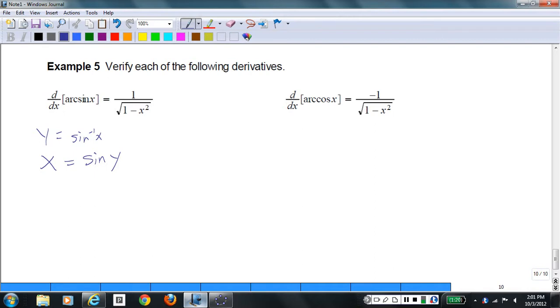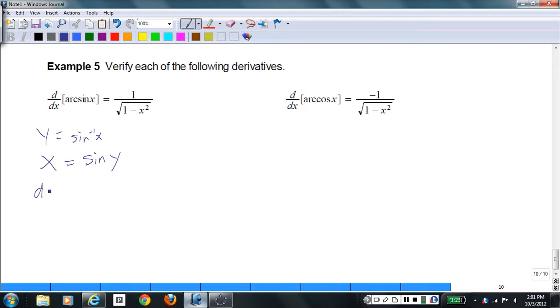So what I want to do is find dx/dy, take the reciprocal of that, and then try, if I can, to write it explicitly in terms of x. Finding dx/dy is no problem. Taking the reciprocal of that is no problem. The challenge is to write it explicitly in terms of x.